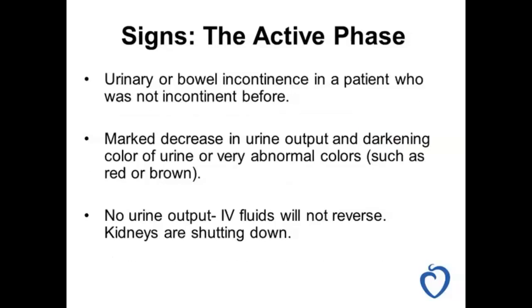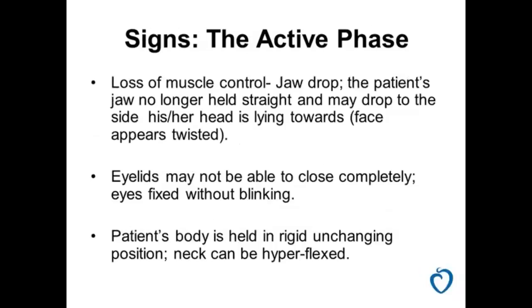Changes in urine and bowels. Maybe this is someone who has been completely continent the entire time. They're able to tell you they need to use the bedpan, they need to use the bowels, they need to urinate, and now they're incontinent. Also, if it's someone who has a catheter and you can actually see the urine, you may see that it becomes very, very dark, tea colored, because the kidneys are shutting down. Sometimes it will appear bloody, almost a maroon color. Again, these are not things we want to interfere with. We certainly don't want to, at that point, do IV fluids, because this is a sign that the kidneys are shutting down and the fluids would cause problems at that point.